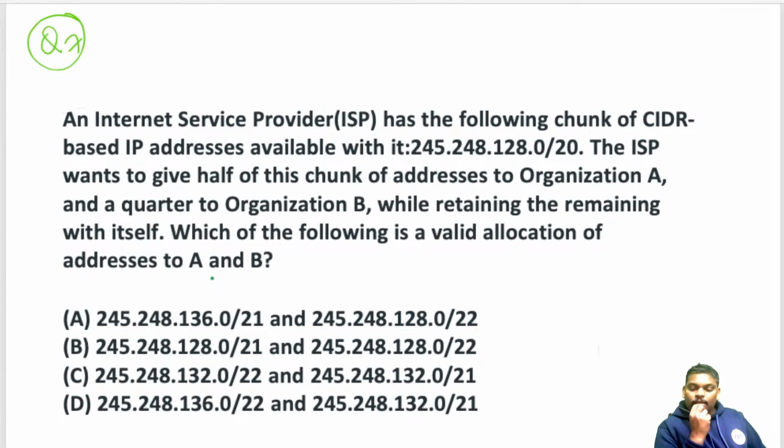An internet service provider, ISP, has the following chunk of CIDR based IP addresses available with it, something like that given. The ISP wants to give half of this chunk of IP addresses to organization A and a quarter to organization B while retaining the remaining with itself. Which of the following is a valid allocation of addresses to A and B?